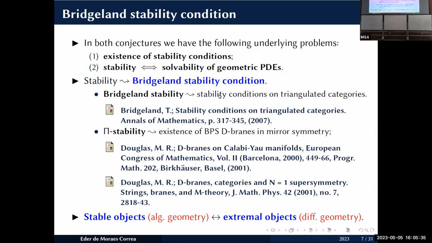This stability problem is quite difficult, and we have some notions of stability: Bridgeland stability is the correct stability condition to approach. In some sense, it's a general notion of stability in triangulated categories, which generalizes and formalizes the previous notion produced by Douglas, in the study of the physics behind the problem. Okay, and here we have a general principle. In some sense, both conjectures are about the equivalence between stable objects and certain extremal objects. It's a quite general principle, but it's more or less what we have in these conjectures.